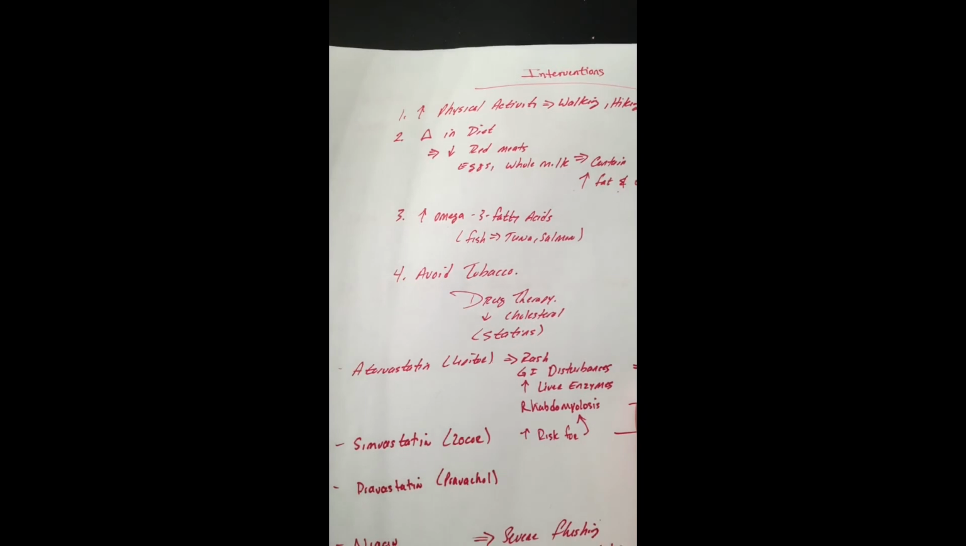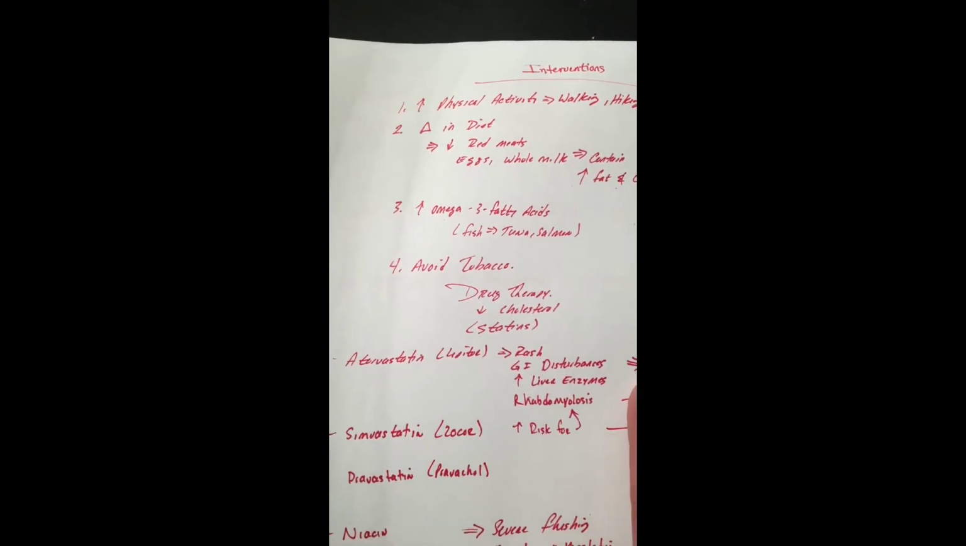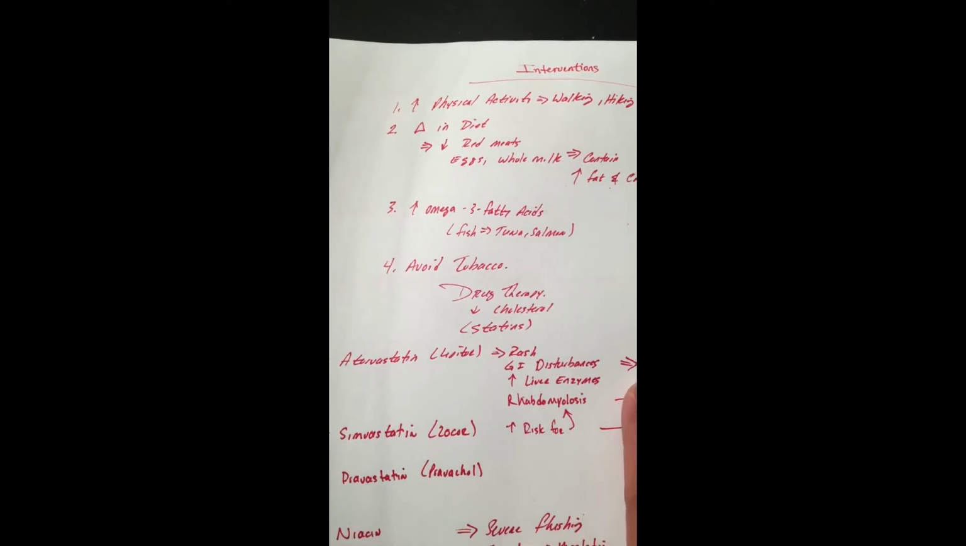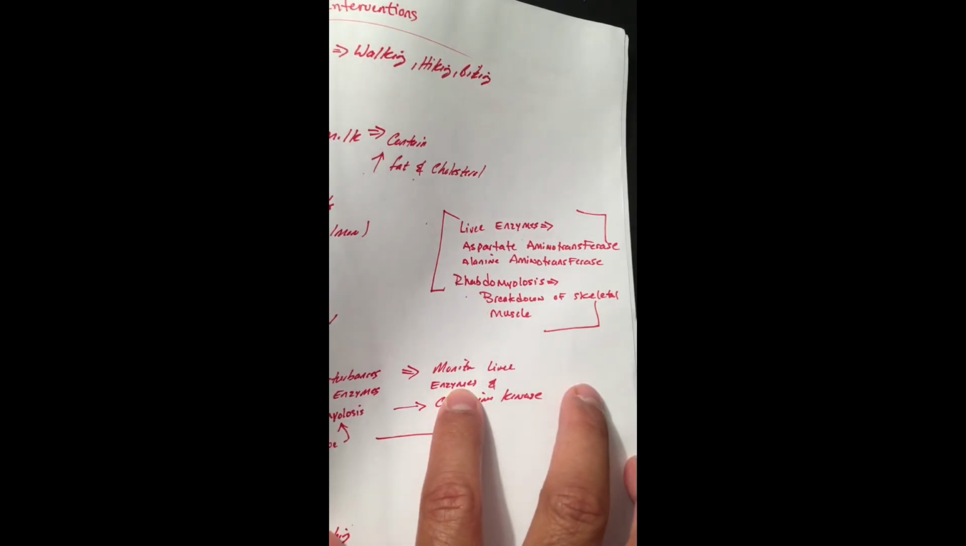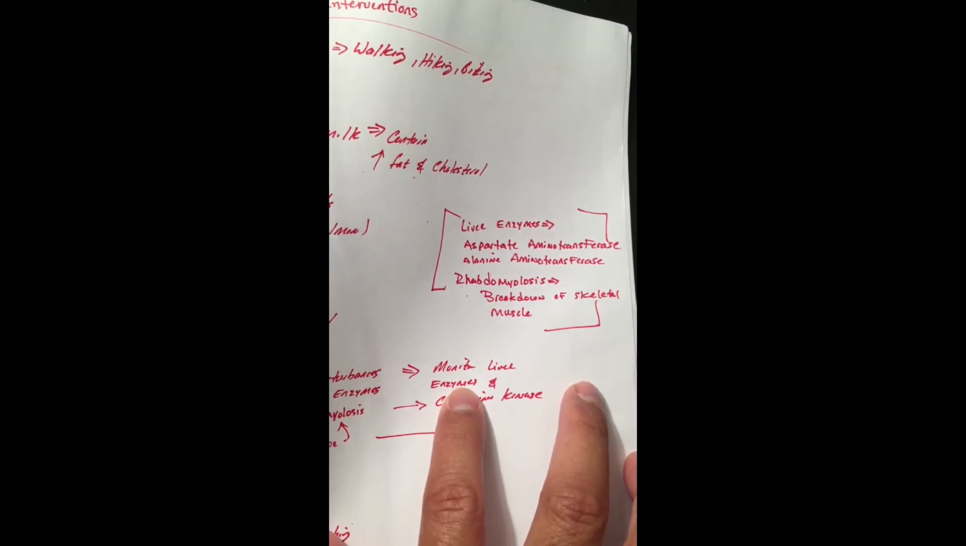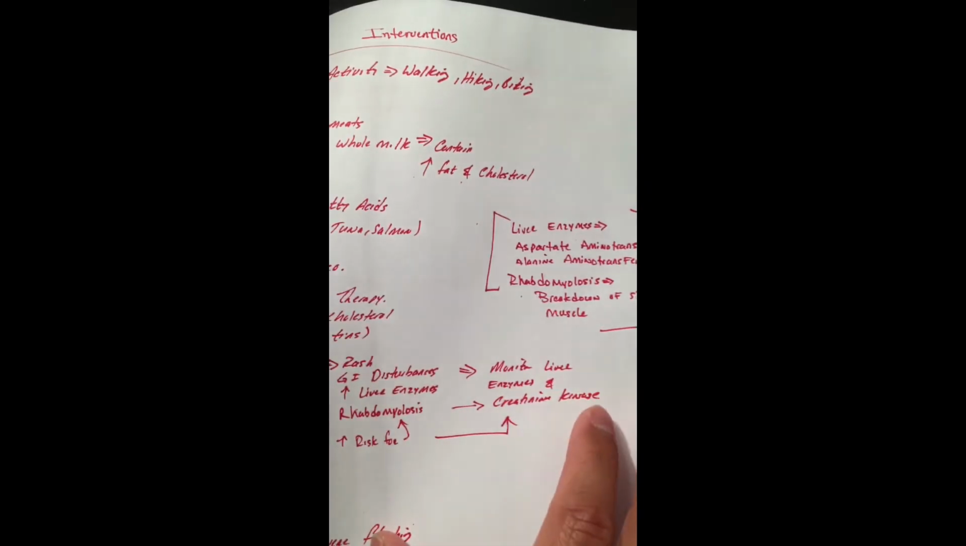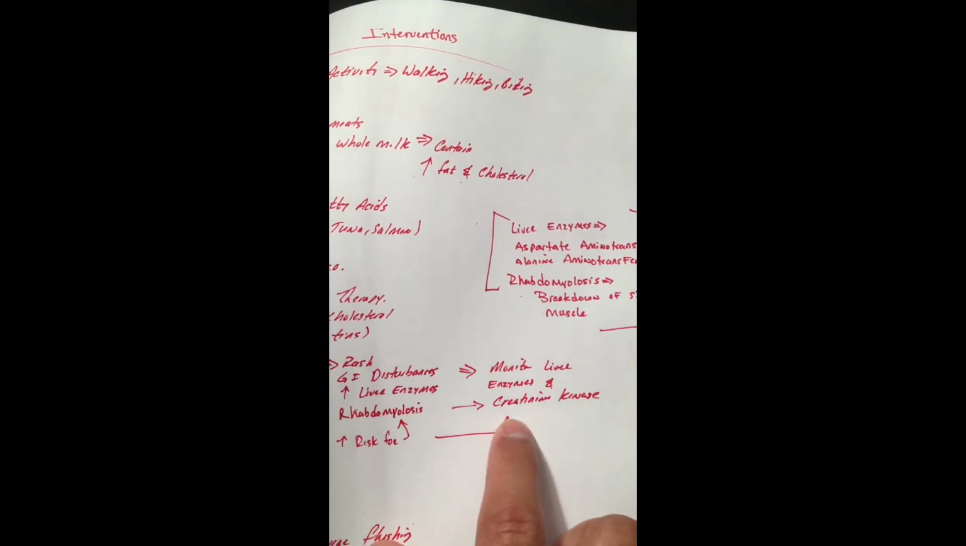Also, Lipitor and some of these statins increase the likelihood that the patient will suffer from something called rhabdomyolysis. Now, what exactly is rhabdomyolysis? Well, rhabdomyolysis is a breakdown of skeletal muscle. Are they getting weaker? Are they more fatigued? The one thing that you will look for in blood work is an increase in creatine kinase levels.